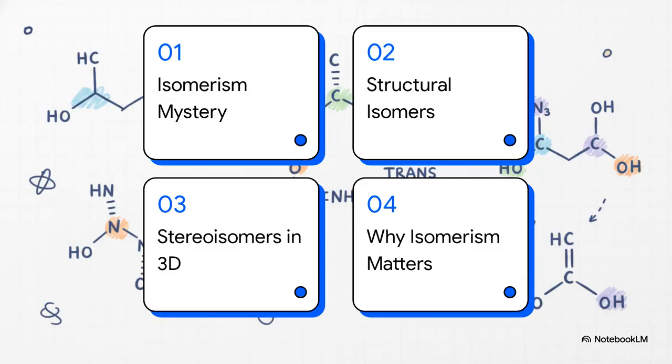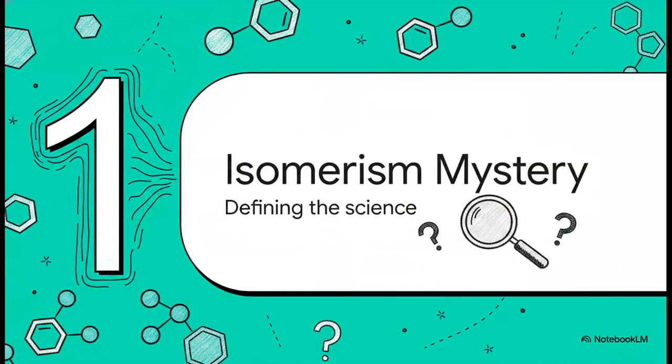So, to unpack all of this, here's our roadmap for this explainer. First, we'll look at the isomerism mystery. Then, structural isomers explained. After that, stereoisomers in 3D space. And finally, why isomerism matters. Let's get right to it. Part 1, the isomerism mystery.